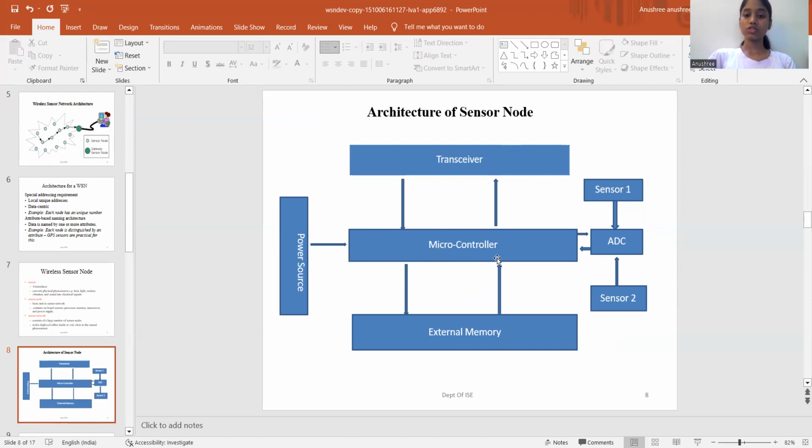The microcontroller is used to store the data and has ROM, RAM, and everything. The transmitter combined with a receiver is the transceiver. It is used to transmit or receive signals. The power supply is used to supply the power, and external memory is used to store the data.